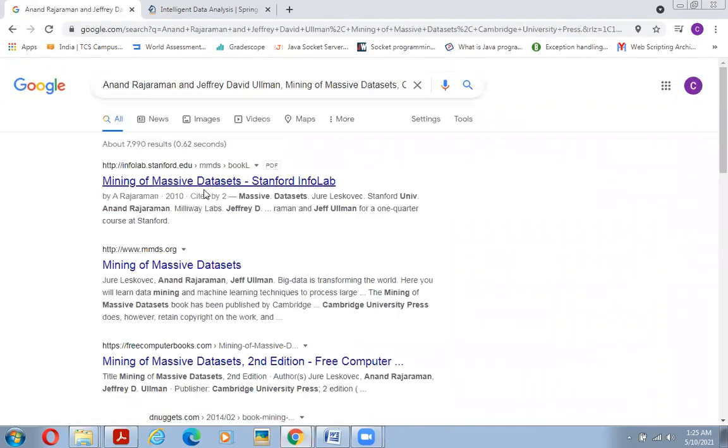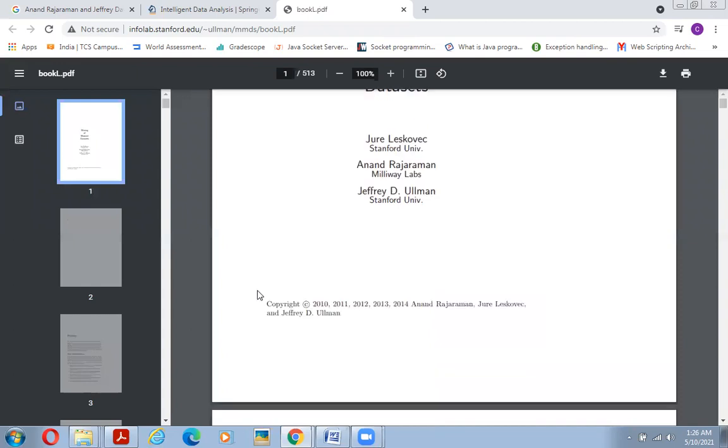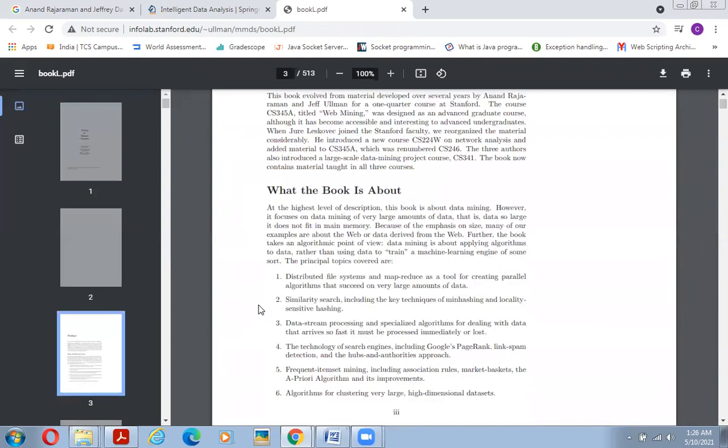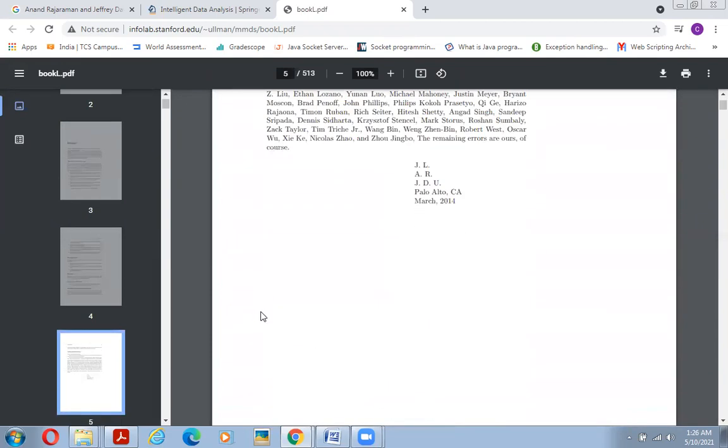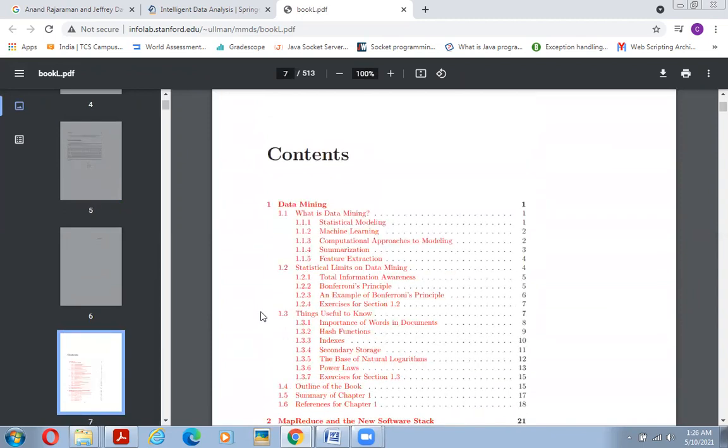We had this one. This book, Mining of Massive Data Sets, is in PDF form, and we got the book from the Stanford Lab education web page. So this is what the book is all about, and here we are getting the content.